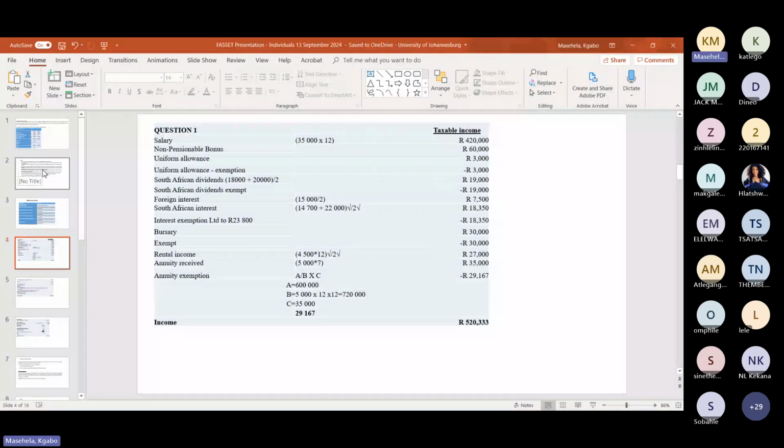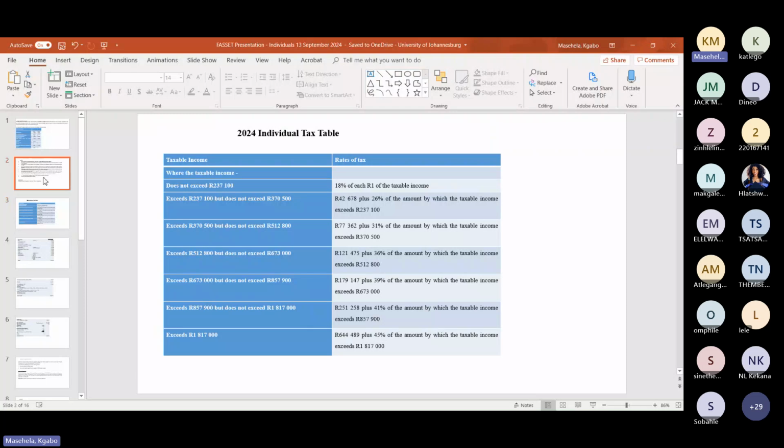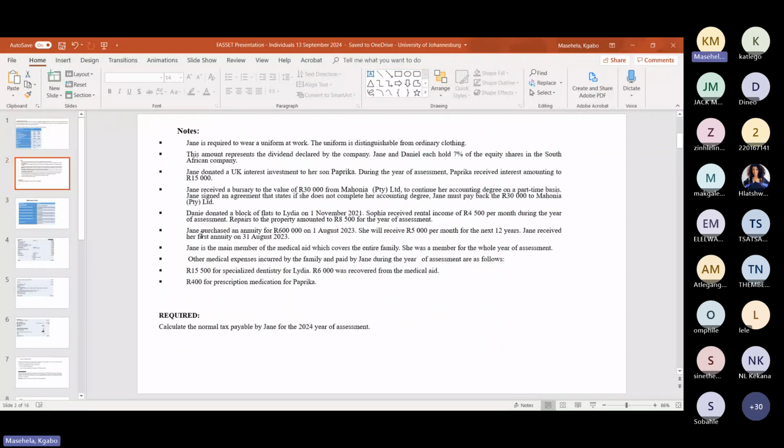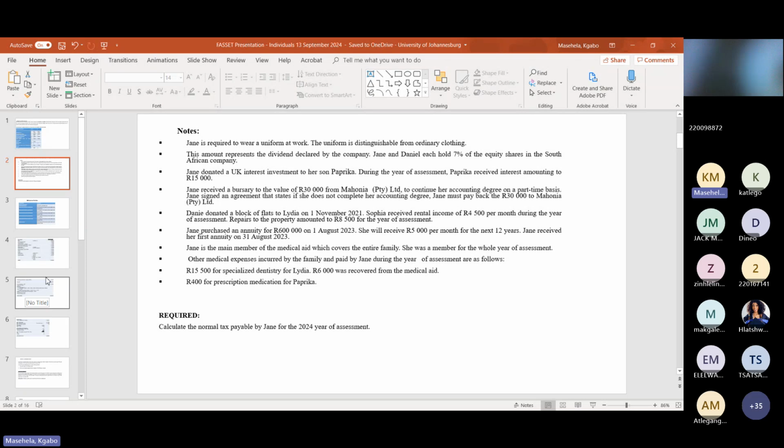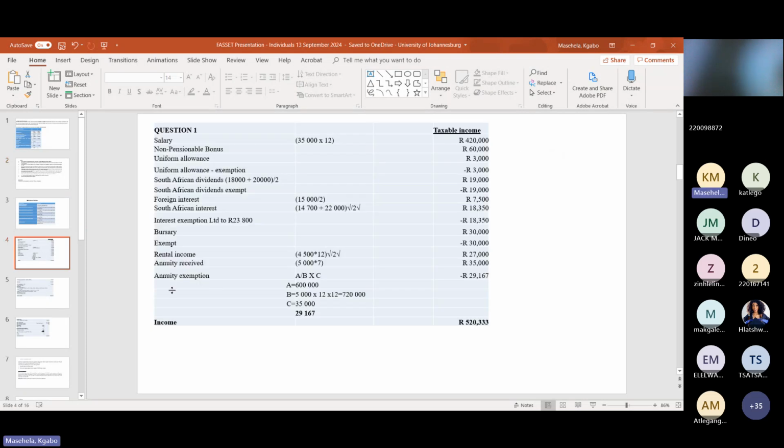I'll go back and refer to show you the questions. Because they're saying Jane purchased an annuity for 600,000. The whole information is there, guys. Our A is 600,000, and B, because they receive 5,000 per month for 12 years, is 12 months for 12 years. Because we are doing the 2024 tax year, which starts from the 1st of March 2023 until 29th of February 2024. It's 12 months for 12 years.